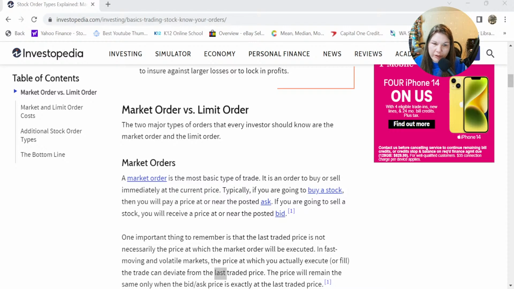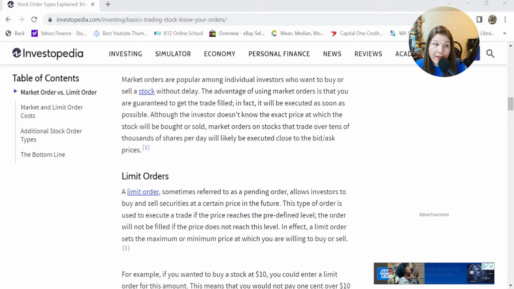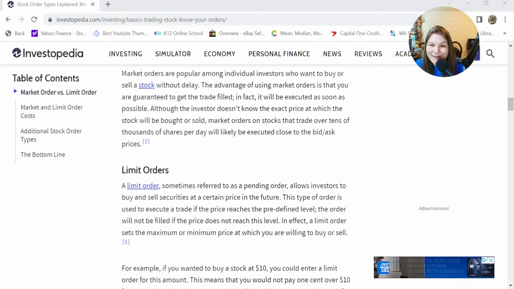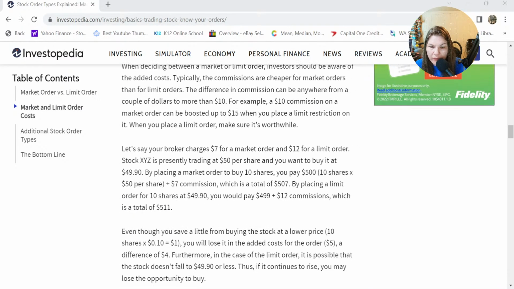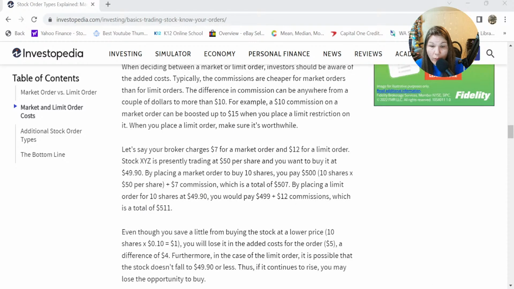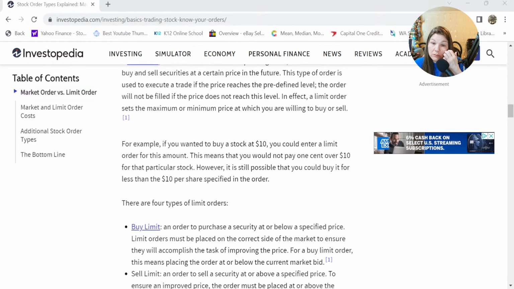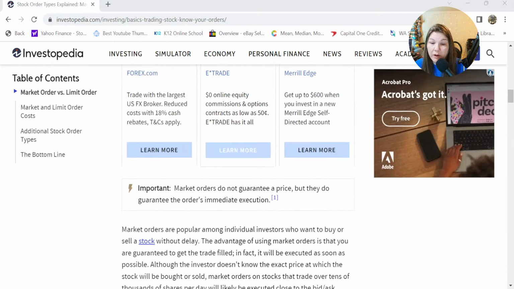Yesterday, we only went over the two basic orders, market orders and limit orders. And we read those and we tried it on Thinkorswim. So we gave it a go. Today we are going to go over market and limit orders and do some of these additional stock order types. And we're going to look at those also. So start back up here, guys, with a market order.